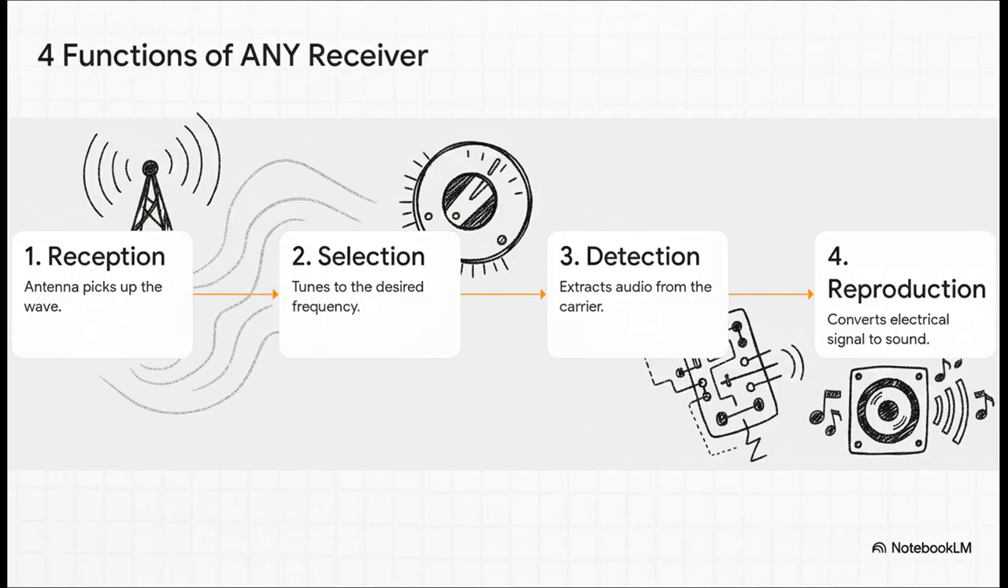First up is reception. That's just the antenna grabbing the signal out of the air. Second is selection. That's you tuning in to the one frequency you actually want to listen to. Third is detection. This is the cool part, where it cracks open the radio wave and pulls out the audio. And finally, number 4 is reproduction, turning that electrical signal back into sound you can hear.